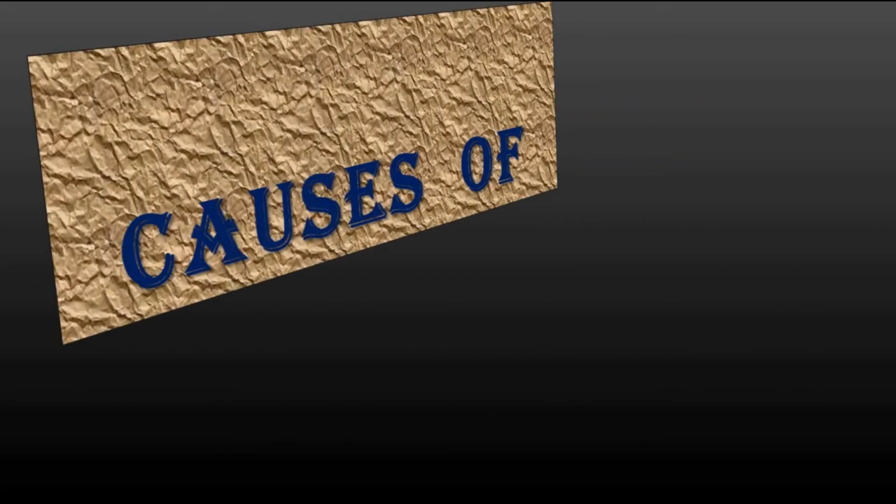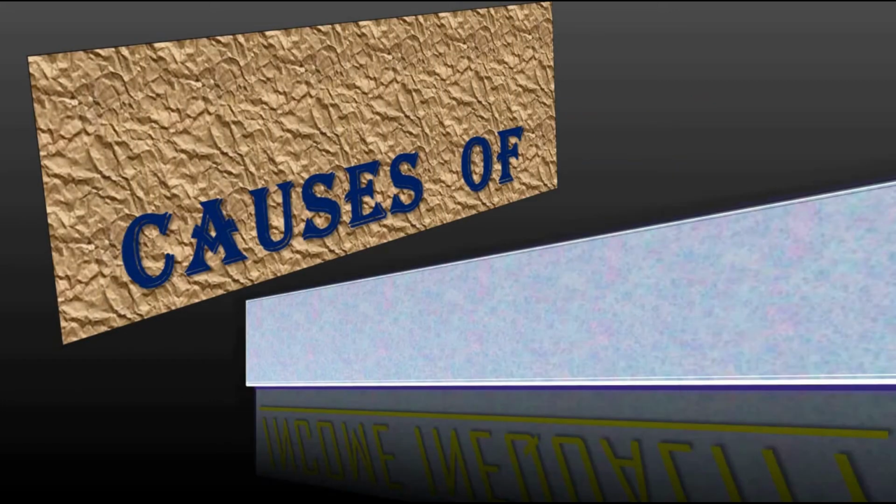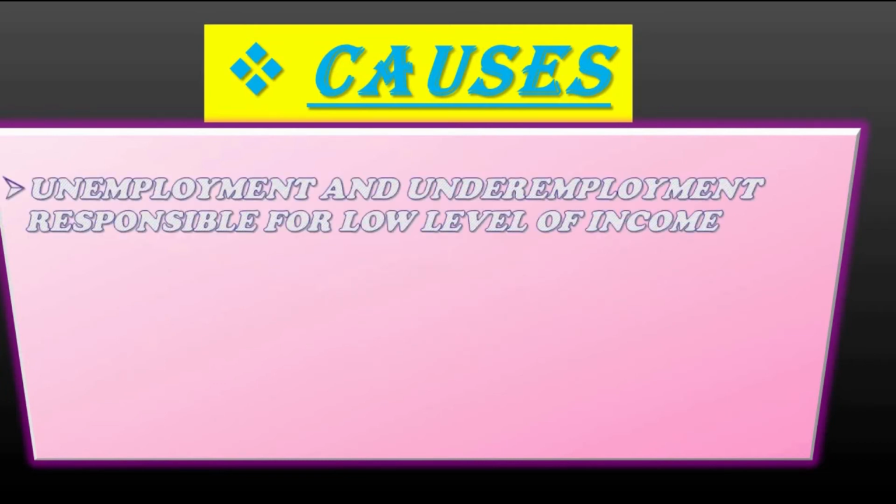Now, let's see the causes. Unemployment and underemployment are responsible for low levels of income, and also sufficient employment has not been created during the process of economic development. Therefore, the income has not been distributed among a large number of individuals. It creates income inequality. Next, education facilities are not the same.